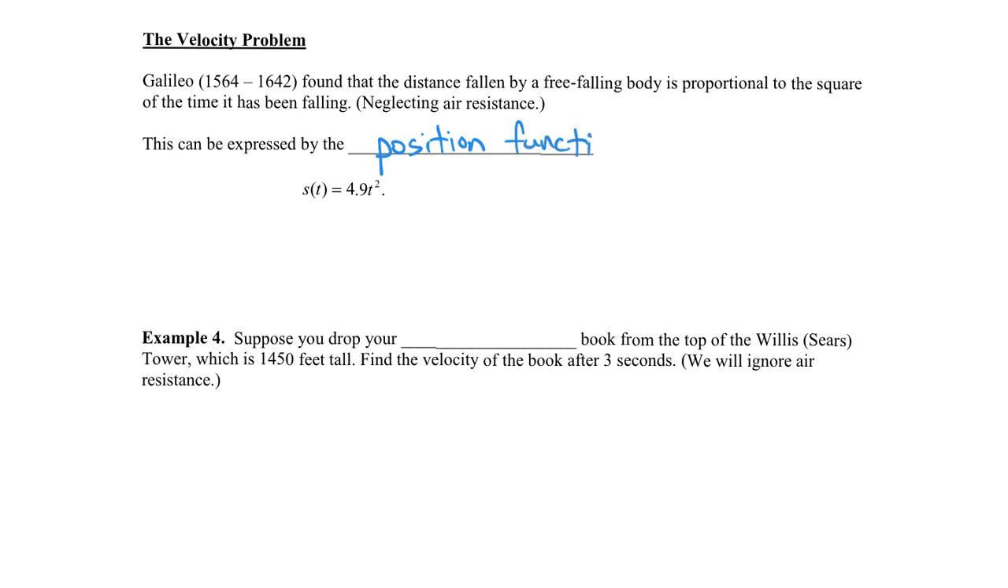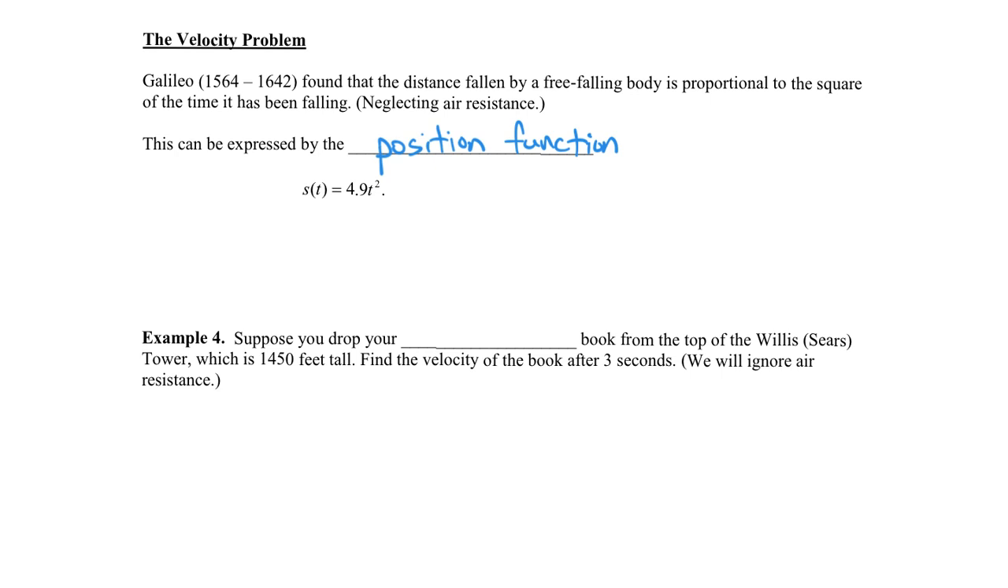Which we've got listed right here, which says that S of t equals 4.9 t squared. Now this is in meters. Galileo first established this position function using inclined planes and his pulse. As you can imagine, in this time period, watches did not exist, so the best he could do was use his pulse. And then to slow down a dropped object, he used inclined planes.